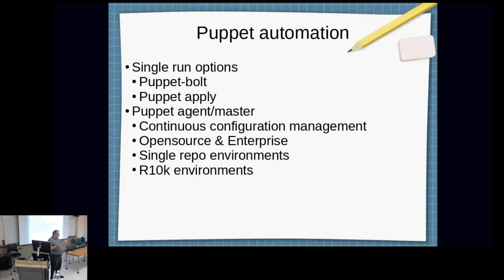So you really do have a couple of options. You've got single run options where it's run on demand. One of which is Puppet Bolt. You can actually run a Puppet server and agent combination on a node and just do Puppet apply against itself. So it's a one-time run. You can actually apply it against other nodes, but it is a one-time run. It doesn't run as a daemon and check in with the server every so often.